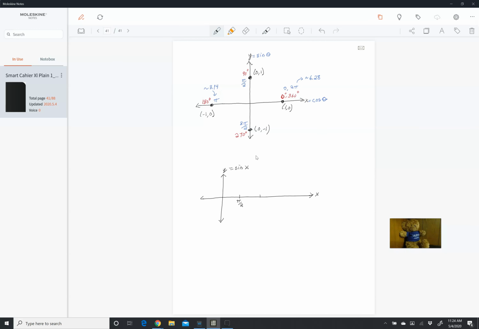We're going to take the sine of pi. We're going to take the sine of 3 pi over 2. And we're going to take the sine of 2 pi. These are angles that we already know the sine of. Okay. Now, we just go and we take the sines. So the sine of 0 is 0 because that's the y value.